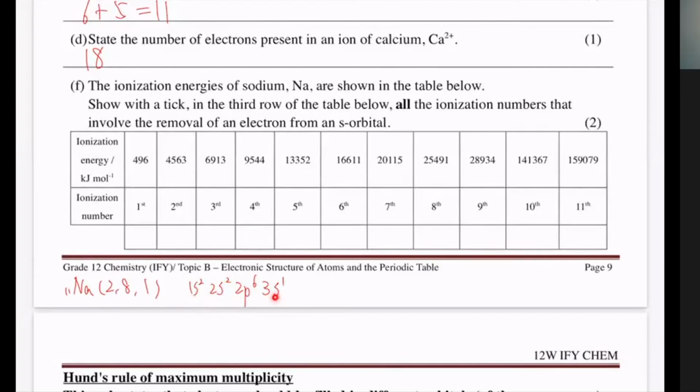3s1. 3s1. Okay, so is it from an s orbital? Yeah. Okay, so we put a tick for this. Okay, so can you spot out the rest of them?